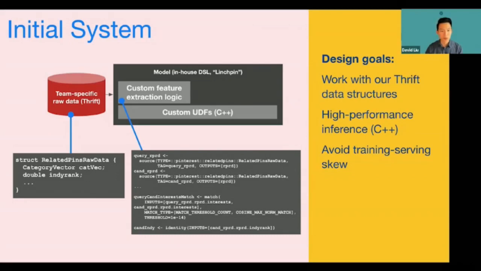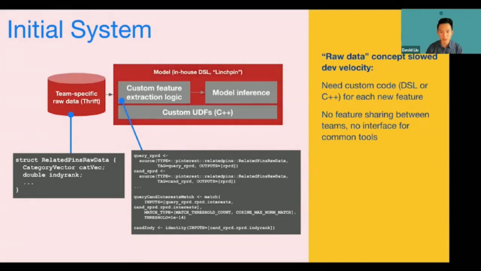We really wanted to avoid training serving skew, so we put the feature extraction logic inside our models with this Linchpin DSL in order to guarantee the same features would be used in training and serving. This way, model inference would consist of simply appending a few operations to the end of the feature extraction logic. This system worked really well initially, but we saw problems later.